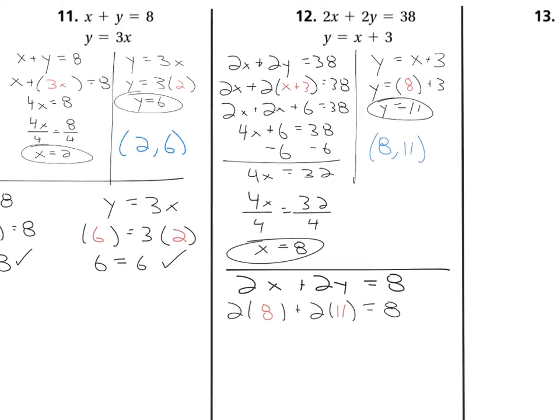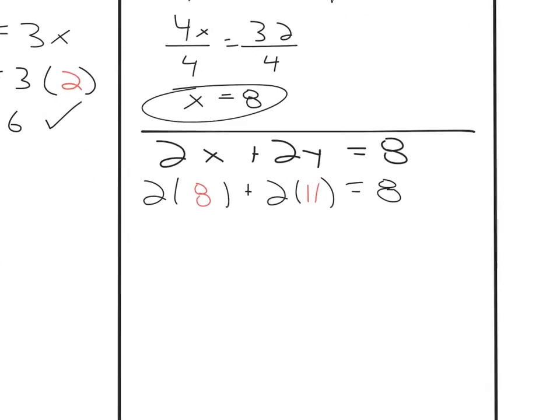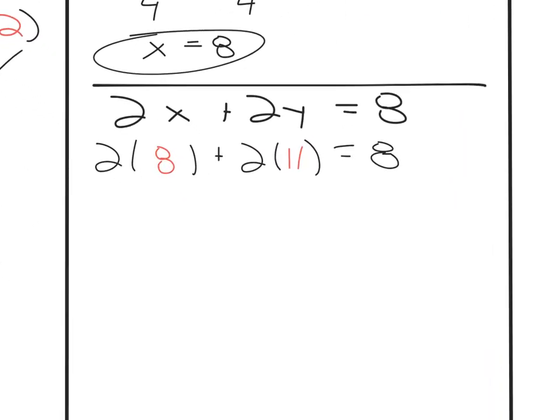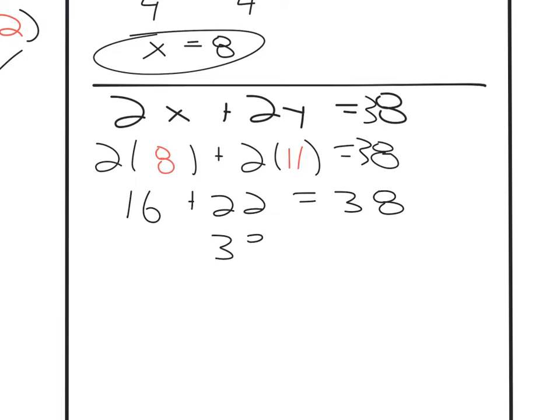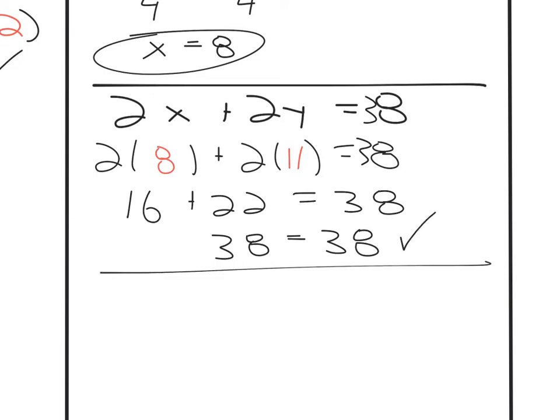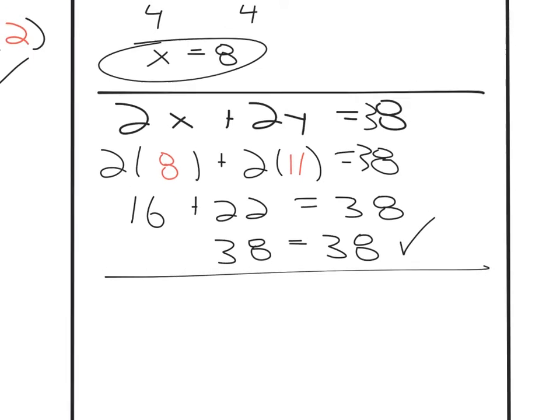Did I copy that right? No, sorry, it should say 38. My mistake. 38. Okay. Solving it out, we get 16 plus 22 equals 38. And 16 plus 22 indeed is 38. Make sure you check it. I can do that mental math, but if you aren't sure, then you need to go that extra step and check it to be sure.